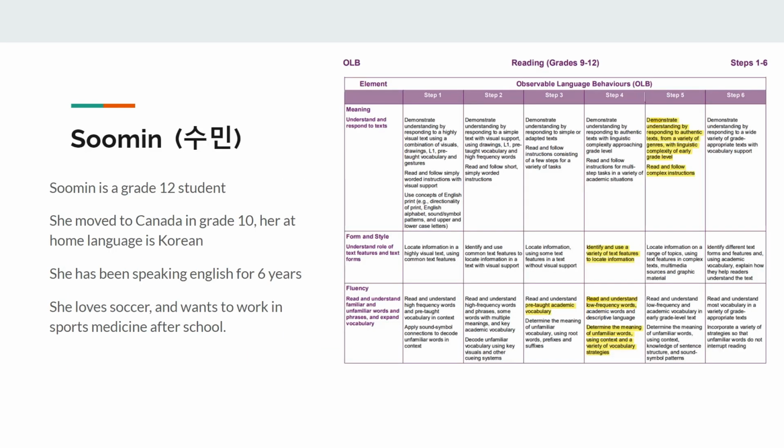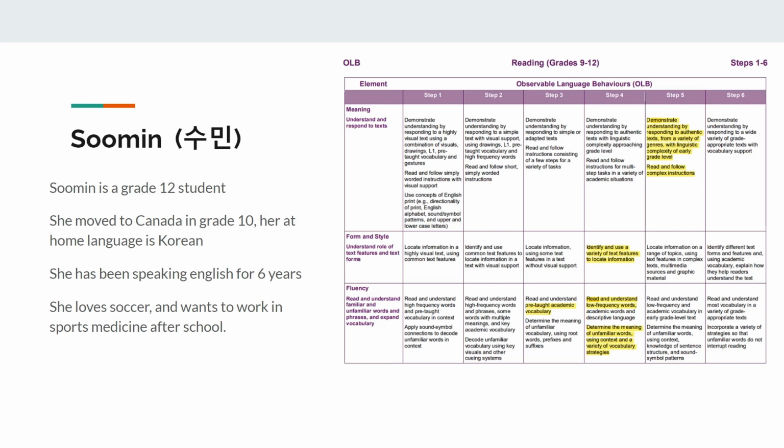The student that I'm going to be focusing on is Sumin. She's a grade 12 student who moved to Canada in grade 10 from Korea. Her spoken language at home is Korean, and she's been speaking English for roughly 6 years. She loves soccer and in the future wants to work in sports medicine.